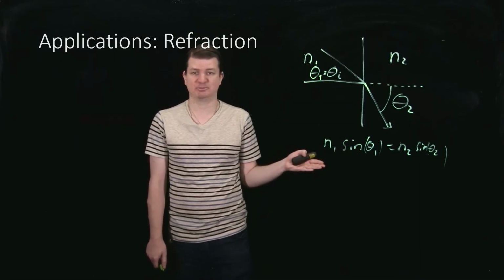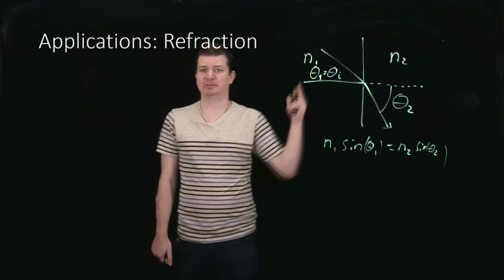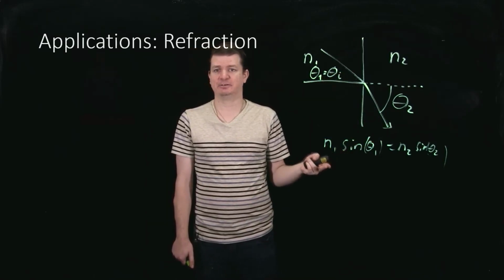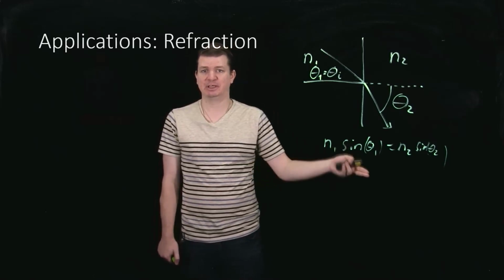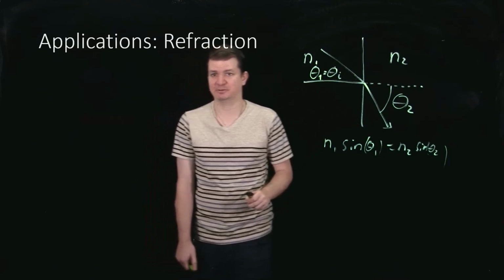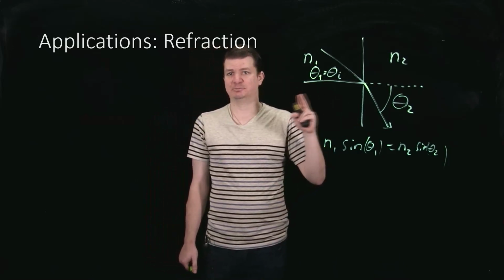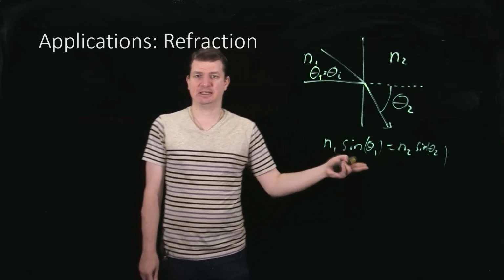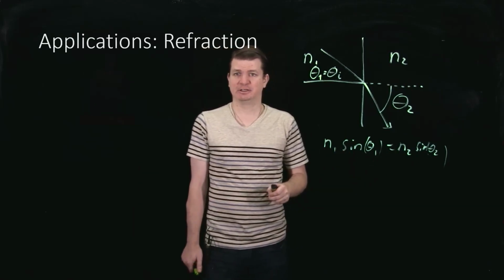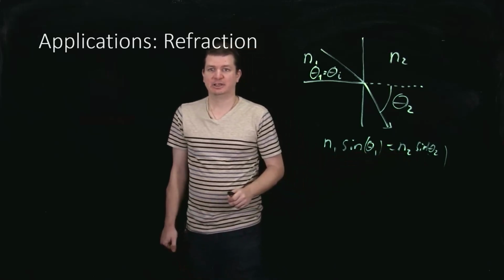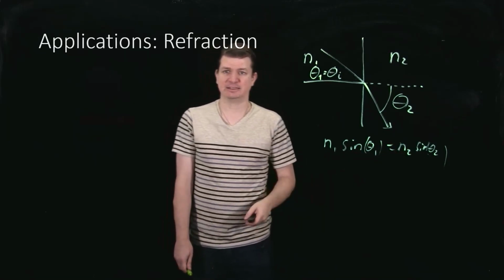Okay, which is nicely summarized here: when you are moving from medium 1 going into medium 2, you can write down that your index of refraction in the first medium times the sine of the angle with which you're moving with respect to the normal in that first medium is going to be equal to the index of refraction in the second medium times the sine of the angle with which you're moving in that second medium.